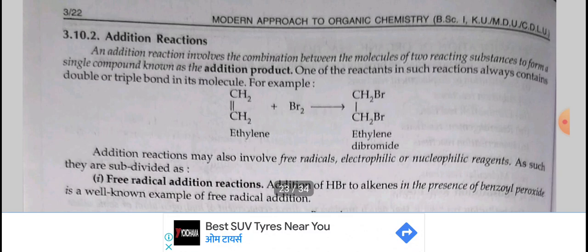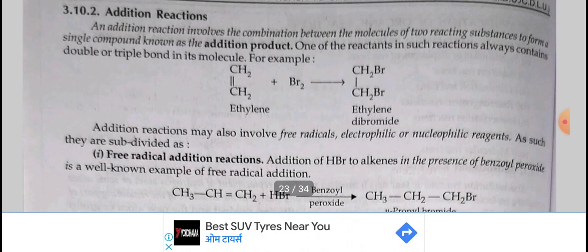Addition reactions. An addition reaction involves the combination between the molecules of two reacting substances to form a single compound known as the addition product. One of the reactants in such reactions always contains a double or triple bond in its molecule. For example, ethylene plus bromine gives ethylene dibromide. Addition reactions may also involve free radical, electrophilic or nucleophilic reagents.